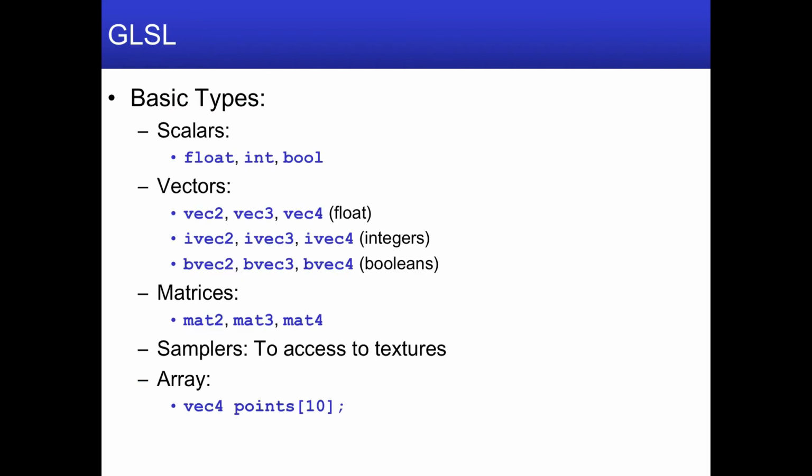Anyway, there are also some basic types. This is a typed language, it's not like JavaScript where you just say var. So this is like C or C++. You have to specify the type of a variable. You have float, integer, and bool mostly.